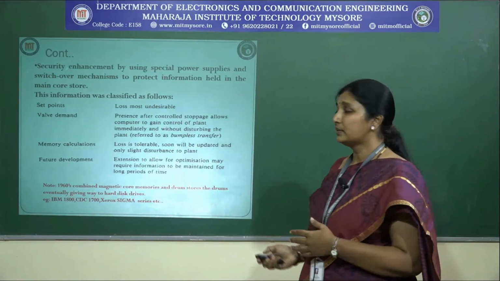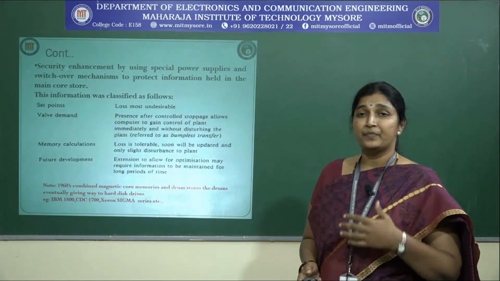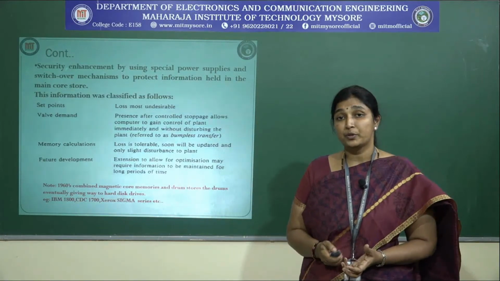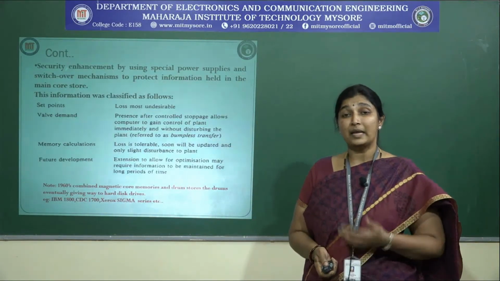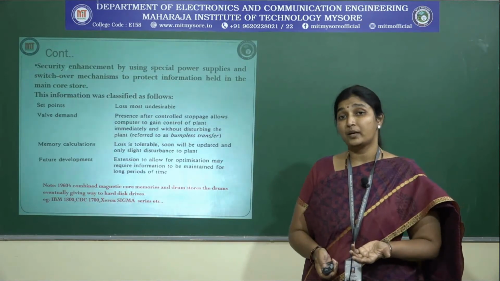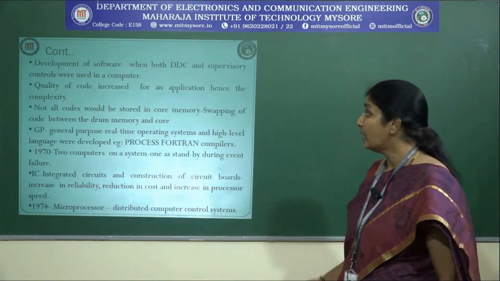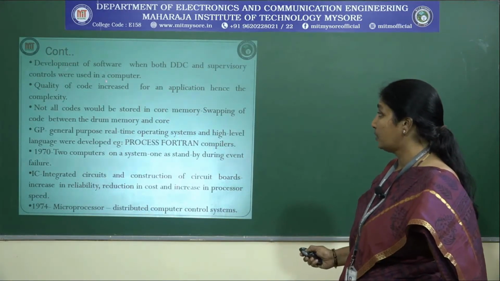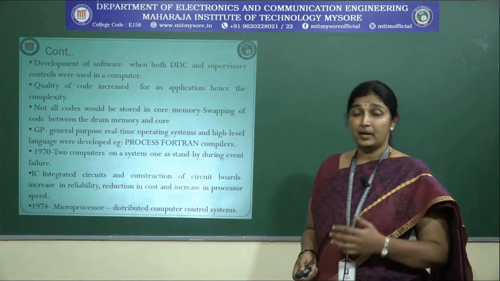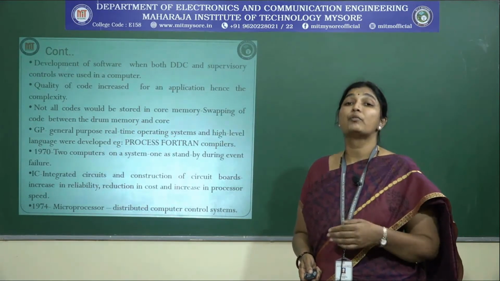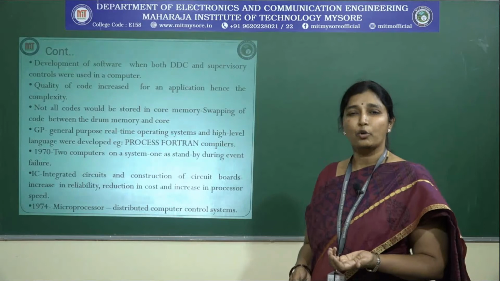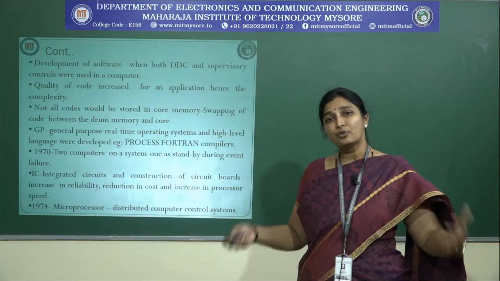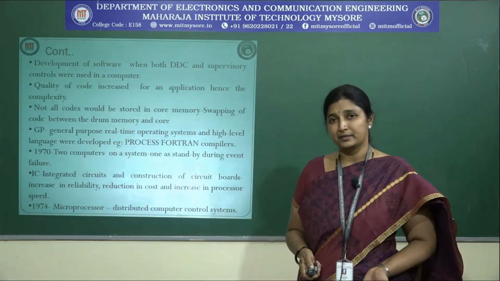So after the invention of the ferrite and the drum, the concept of merging both of them came into the picture, and then the challenges were taken forward. So the development of software when both DDC and supervisory control were used in a computer. Now we are talking about a control system, it could be a manual control system or it could be automatic. Automatic in the sense of how a computer could actually control the entire process of a plant, right?